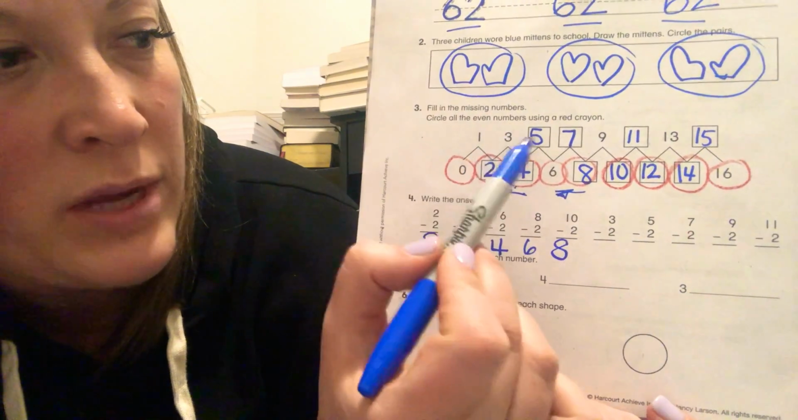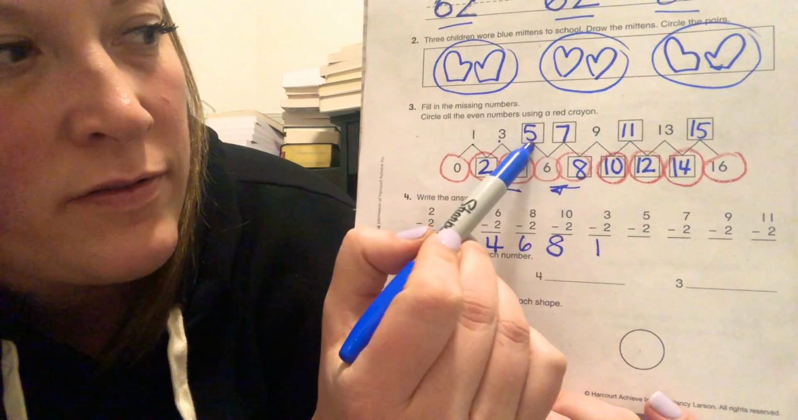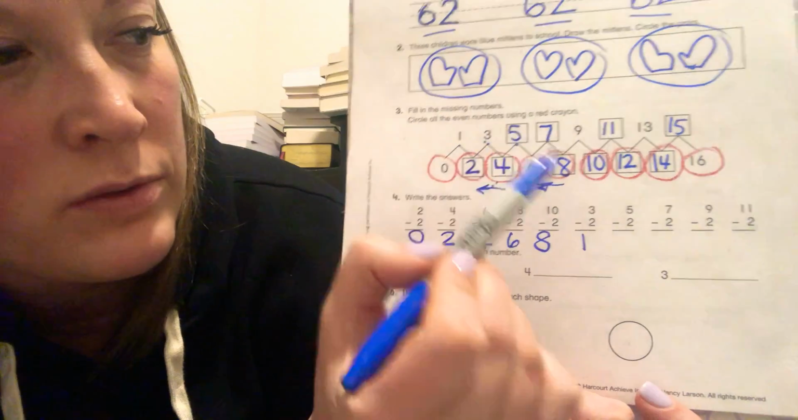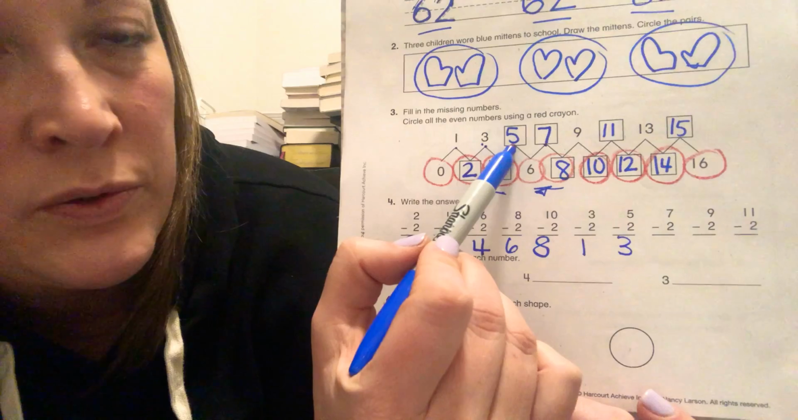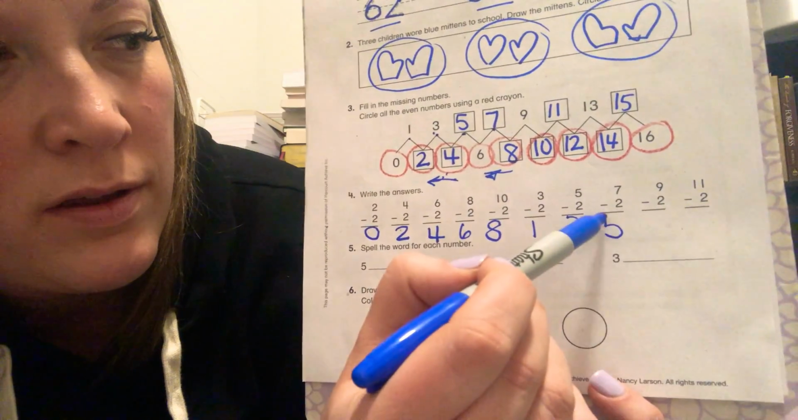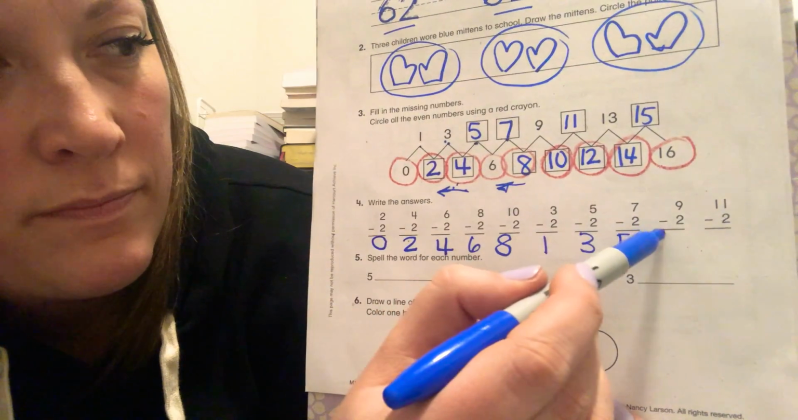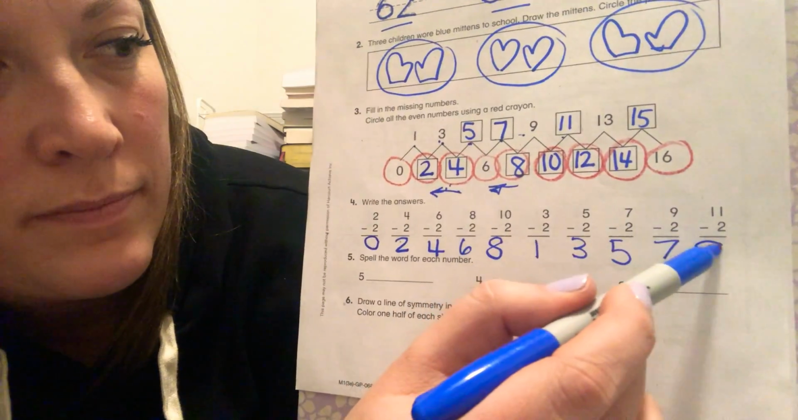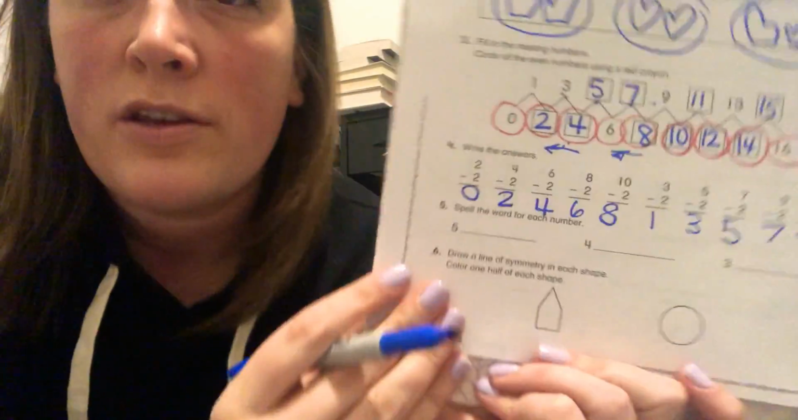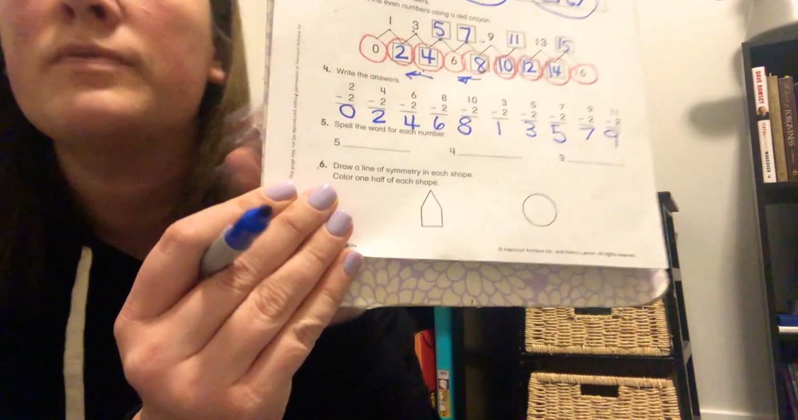Top row. 3 minus 2 equals 1. 5 minus 2 equals 3. 7 minus 2 equals 5. 9 minus 2 equals 7. 11 minus 2 equals 9. All right. Number 5. You can push pause if you need to on that one. That's kind of a lot. You can ask your parents to help you with minus 2.